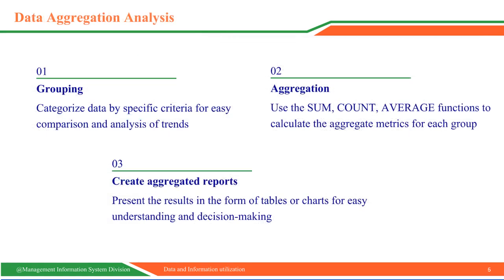To perform aggregation, we usually follow 3 steps. First, we categorize the data by certain criteria, such as gender, department, or year level, to make comparisons easier. Second, we use functions like sum, count, and average to calculate the total, number, or mean value within each group. Finally, we create summary reports, often in the form of tables or charts, so that results are easy to read and interpret. Aggregated data provides a solid foundation for making informed decisions or performing further analysis.